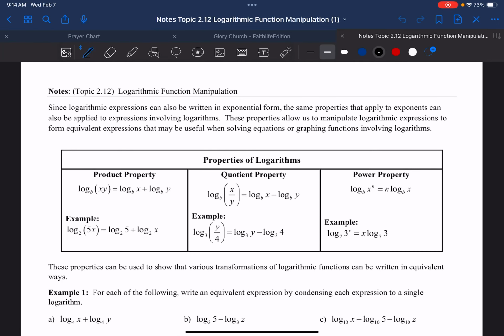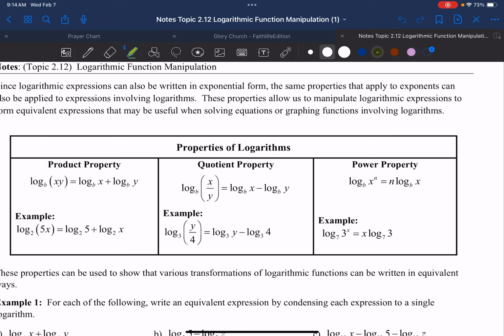So starting on the 2.12 notes, what we're working with today is logarithmic function manipulation. And basically the long story short of this is we're learning different properties with logarithms, how we can expand them, how we can condense them, and just some of the different properties that allow us to do so.